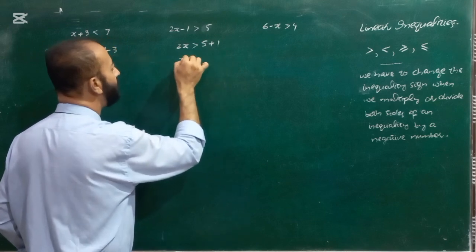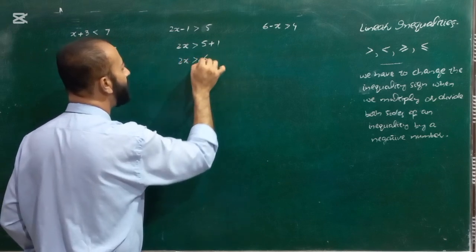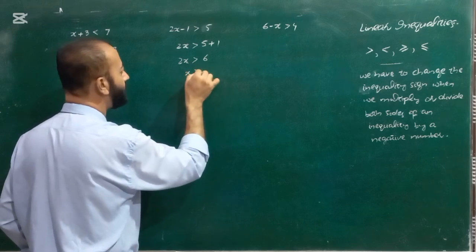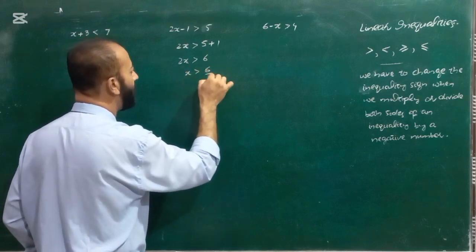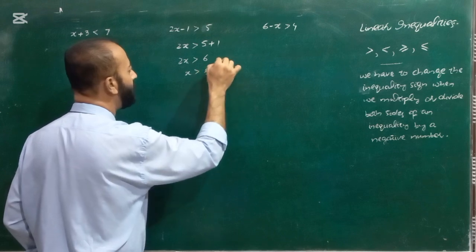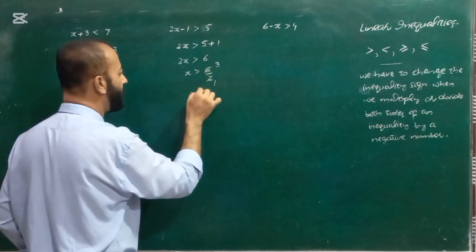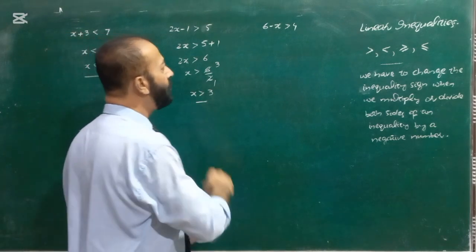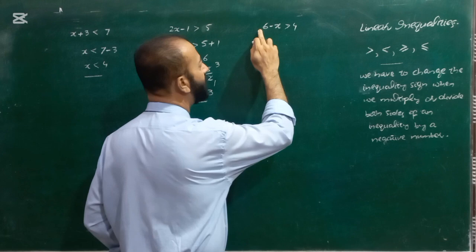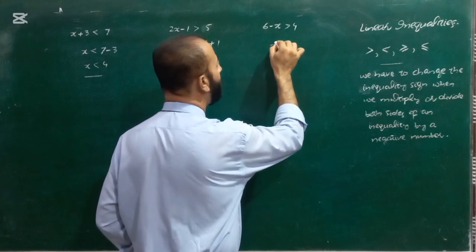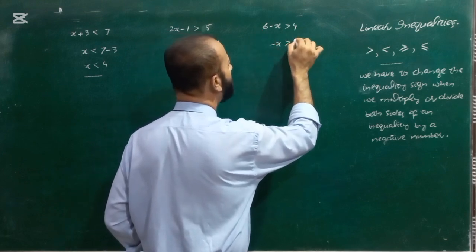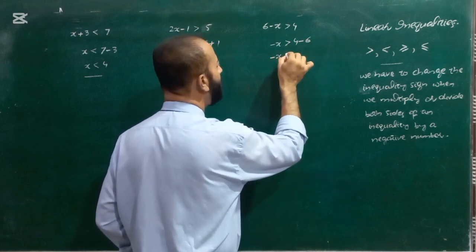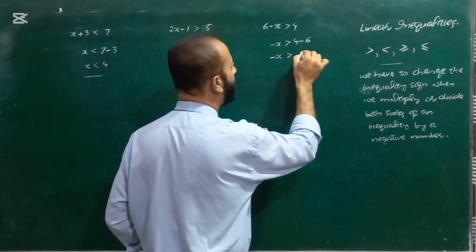The next step will be 2x greater than 6. Then this 2 goes to the denominator on the right hand side, so 6 divided by 2. 2 ones are 2 and 2 threes are 6. So x is greater than 3 is the answer. In the next question, this plus 6 on the left hand side goes to the right hand side and is subtracted from 4. The next step will be minus x greater than minus 2.